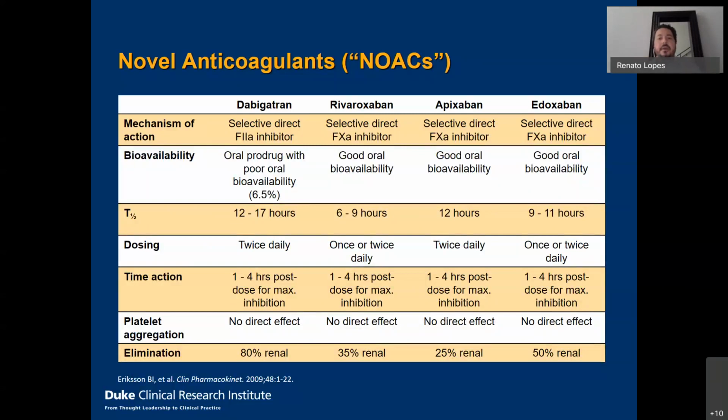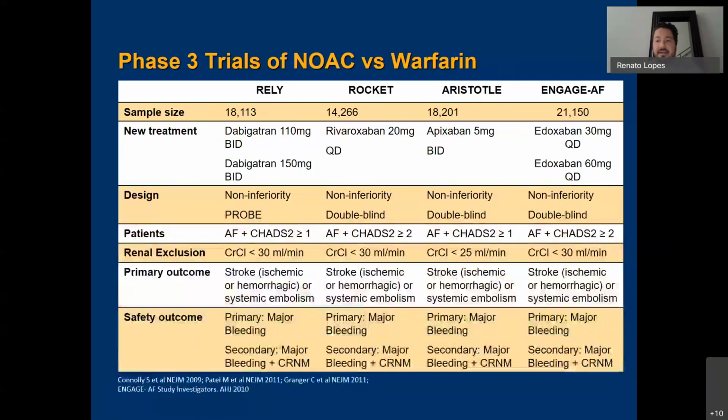Those are drugs that have some similarities, but they are also very different from each other. We can appreciate that, of course, these drugs have a very short half-life, about 8 to 12 hours, and a very rapid onset of action, only a few hours, 1, 2, 3 hours. But there are important differences. The renal elimination is very different. Dabigatran, for example, is 80% eliminated by the kidney, whereas apixaban is only 25, 27% eliminated by the kidney. So these are important differences that one needs to take into account when deciding which drug to use.